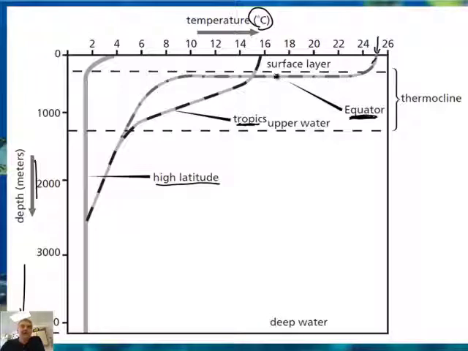And as you go deeper, it gets colder, okay? And then it gets really colder. See, I'm following this down here. And then eventually it meets right down here, and it stays the same temperature, the same temperature at the depths of the ocean. Interesting, it doesn't matter if you're at high latitude, at the tropics, or at the equator. When you get below about 2,500 meters, the temperature of the water remains constant. Okay? This is called the thermocline, where there's this huge change in the temperature.